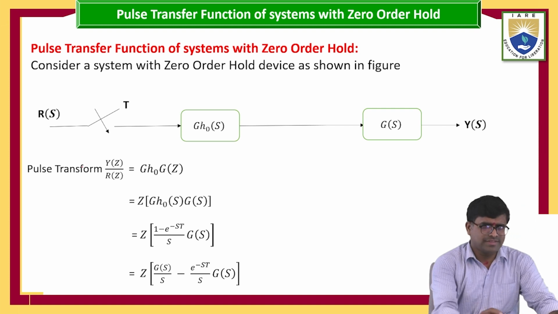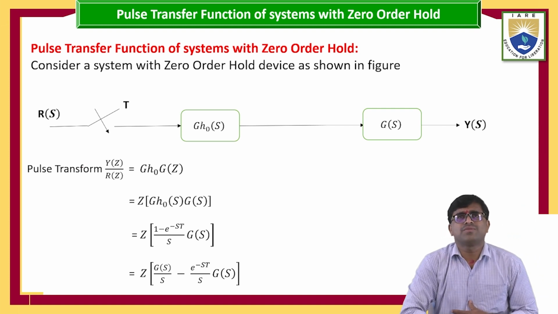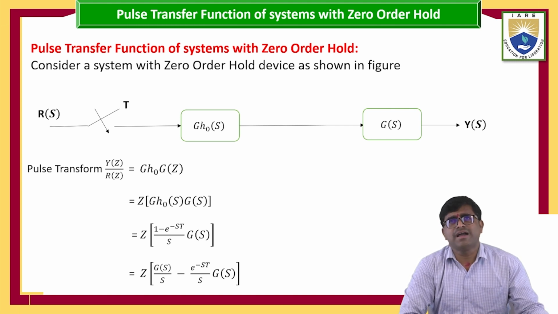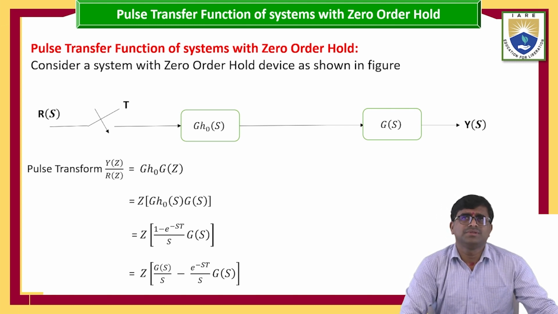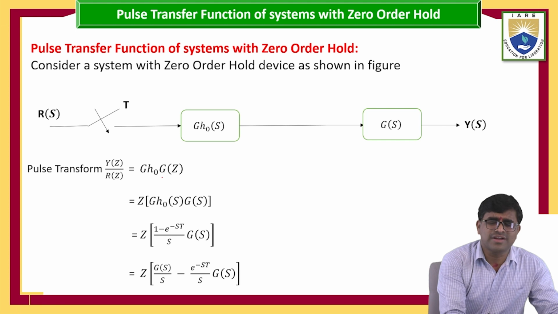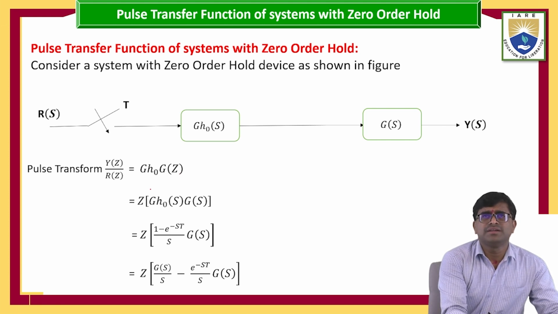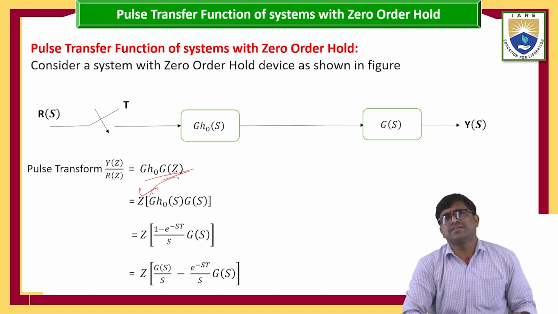Here R of S is the input, and we have the zero order hold device. So the pulse transfer function is Y of Z by R of Z, where these two blocks, the zero order hold device and the G of S system, are in cascade connection. So here I am taking G H naught into G of Z. For this function, I am applying the Z transform.